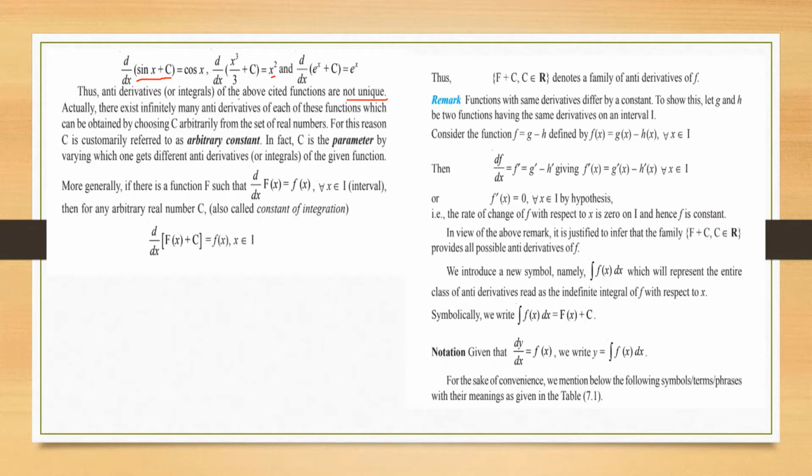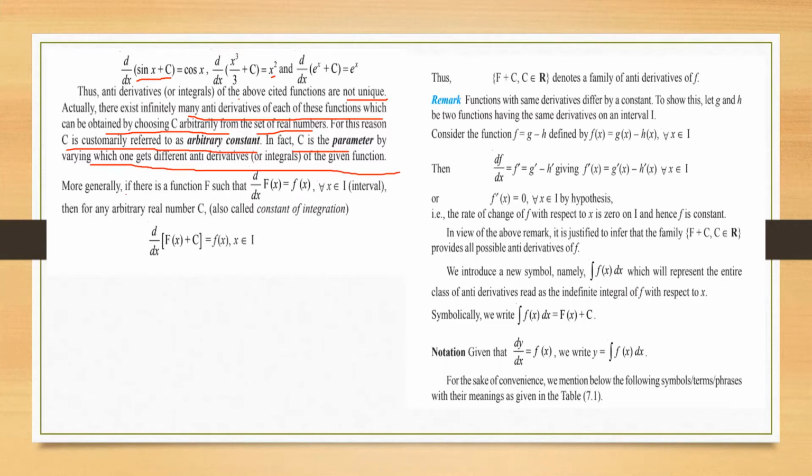Because for cos x it will be sin x plus c, and for simple cos x it will be sin x. So what should we take, right? Actually there exist infinitely many antiderivatives of each of these functions, which can be obtained by choosing the arbitrary c from the set of real numbers. That's why c is customarily referred to as arbitrary constant, and it is the parameter by varying which one gets different antiderivatives or integrals of a given function.